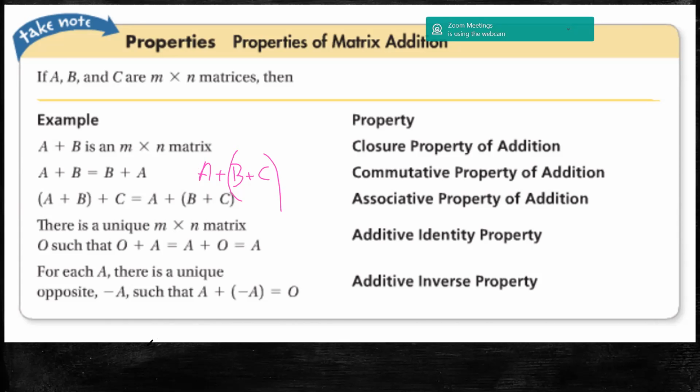There is a unique M times N matrix O, the zero matrix, such that if you add the zero matrix to any matrix, you get the same matrix. And if you add any matrix to its opposite, you get zero. These are the properties of matrix addition.